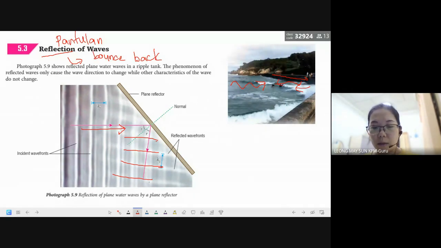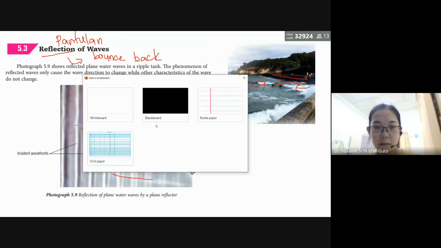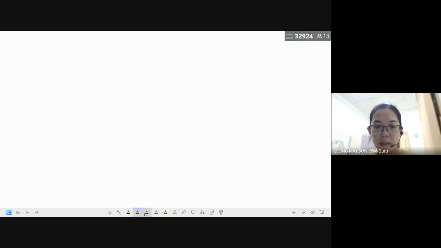Now, when we start talking about this, I'm gonna start scribbling on the whiteboard first. Where is my marker? Okay. There are 4 phenomena that are being mentioned, apart from resonance and damping. There are 4 phenomena that we're gonna learn. The first phenomenon that we're gonna learn is about reflection.